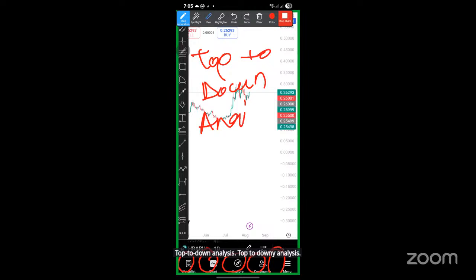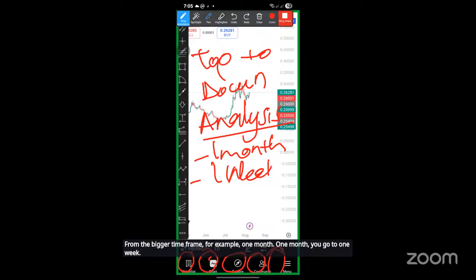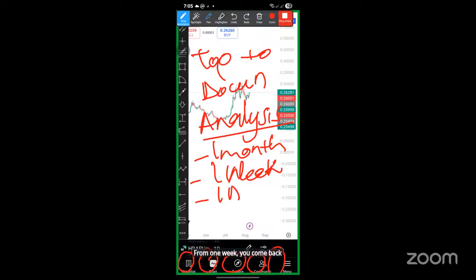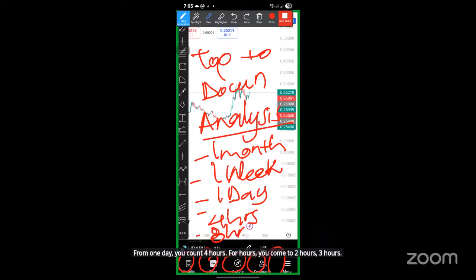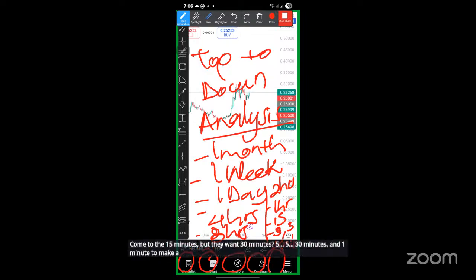Top-down analysis means you are analyzing the coin from the bigger time frame. For example, 1 month. From 1 month, you go to 1 week. From 1 week, you come to 1 day. From 1 day, you come to 4 hours. From 4 hours, you come to 2 hours. Look at your coin in 2 hours. How is it behaving in 1 hour? Come to the 15 minutes. Go to the 3 minutes, and 1 minute to make a confirmation. As simple as that. That's what we call top-down analysis.